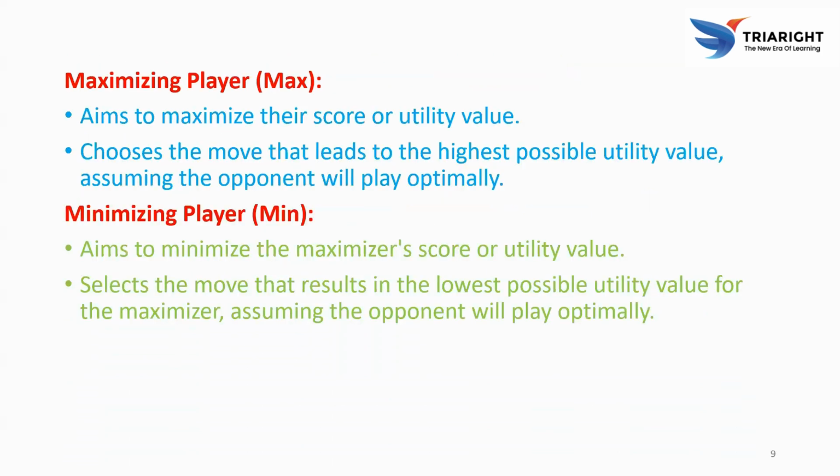So here the priority: the max player aims to maximize their score or utility value. So it chooses the moves that lead to the highest possible utility value, assuming that the opponent will play optimally, right? Optimal move means the move from the current state to the next state that is best to maximize the score after considering all future possibilities. And the minimizing player aims to minimize the maximum score or utility value, selecting the move that results in the lowest possible utility value for the maximizer, assuming that the opponent will play optimally.